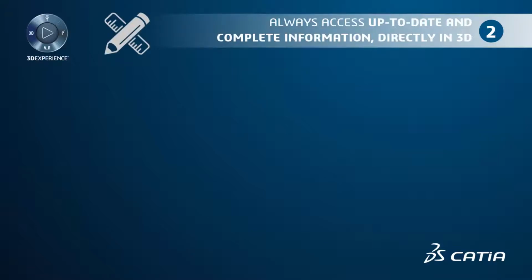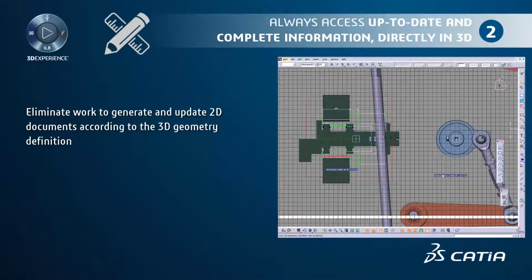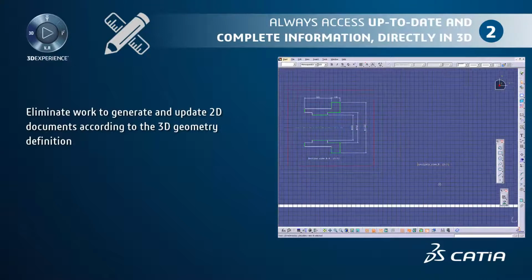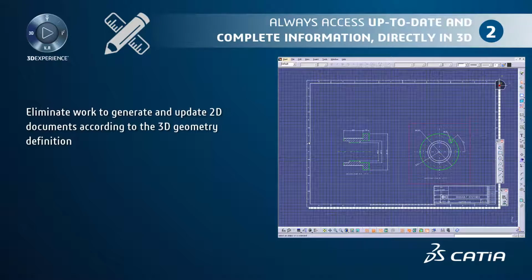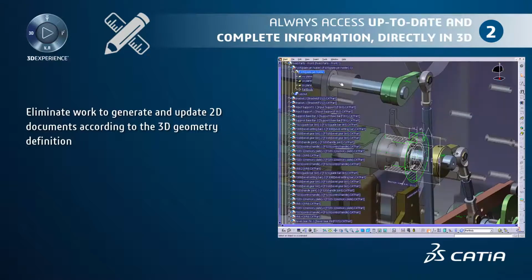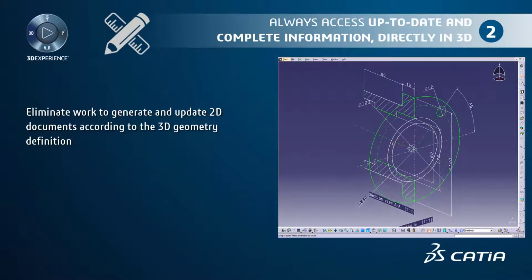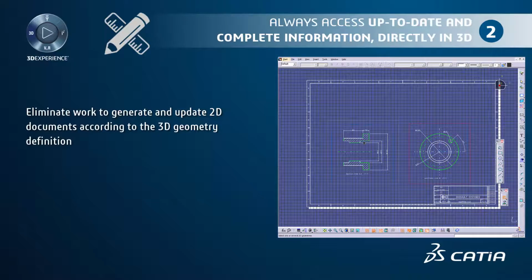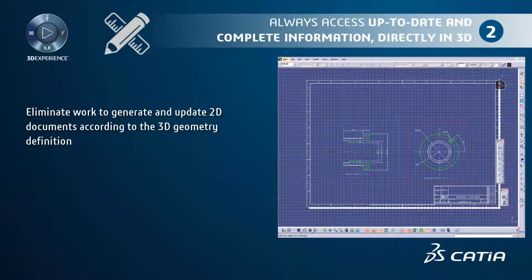Access the right and complete information directly in 3D and eliminate work to generate and update 2D documents according to the 3D geometry definition. You can define 100% of product definition in one single source with associativity between 2D layouts and the 3D master. With 2D layout for 3D design, you work in a 3D environment with embedded 2D drafting capabilities in a familiar drafting workbench with multi-view capabilities.